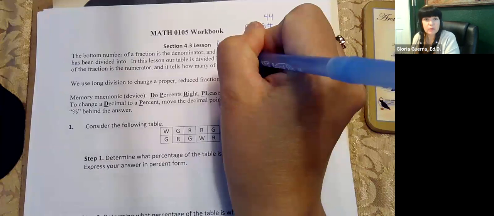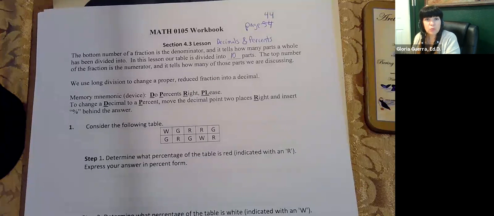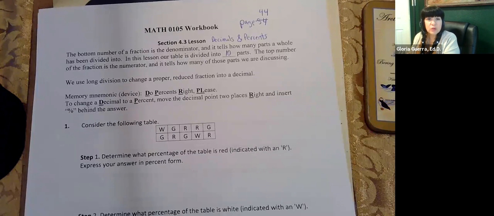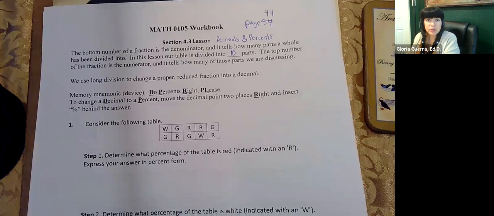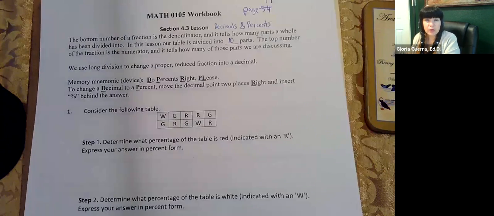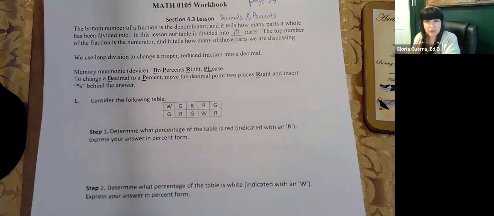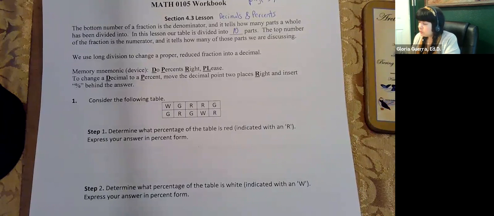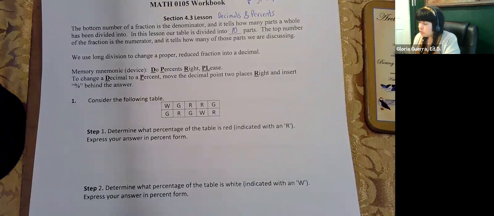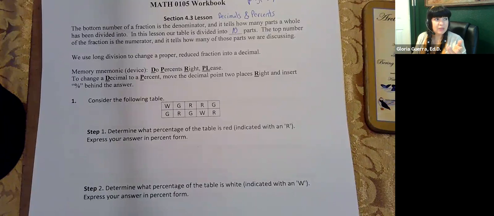And the top number of the fraction is called the numerator. It tells how many of those parts we are discussing. Oftentimes we use long division to change a proper reduced fraction into a decimal. So just keep that in mind. And then also in this lesson, I'm going to share with you a memory mnemonic that I created, just like "Please Excuse My Dear Aunt Sally," a memory mnemonic to remember the order of operations, right?